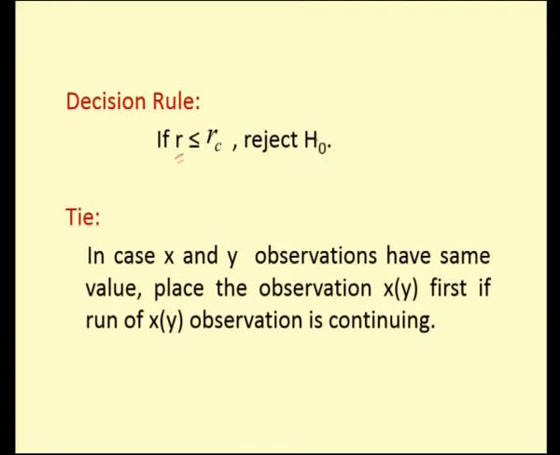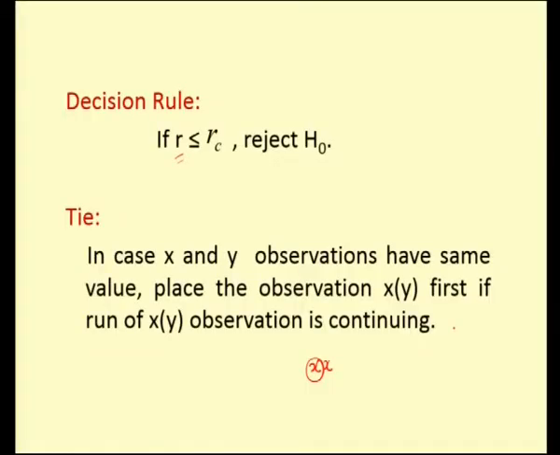So in this particular situation you will happen to get a tie situation. In the sign test, if x and y observations have the same value, you subtract it and put it as 0, and you neglect that and take only the remaining observations. But here, in your run test, you cannot do like that.